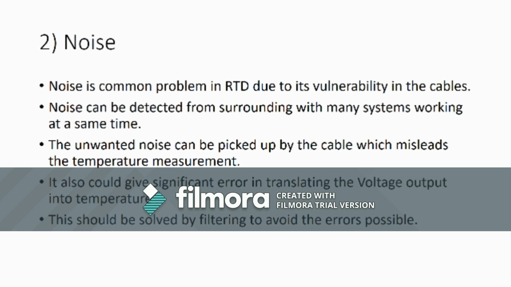So if we want a clearer, less error output, we have to do some filtering processes in order to cancel out noise coming from the surrounding. So this should be solved in order to get very less error output temperature. That's the main problem we have to overcome by signal conditioning for the temperature monitoring system.